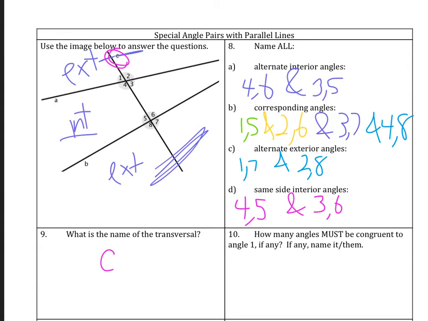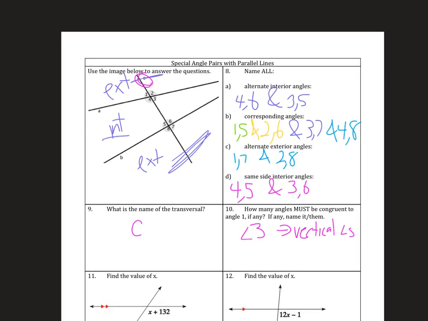How many angles must be congruent to angle 1, if any? Well, we don't know that A and B are parallel. If A and B were parallel, then there would be a bunch. Since A and B are not parallel, just angle 3, and that's because of vertical angles. Vertical angles are congruent. And now, let's see what else we got.